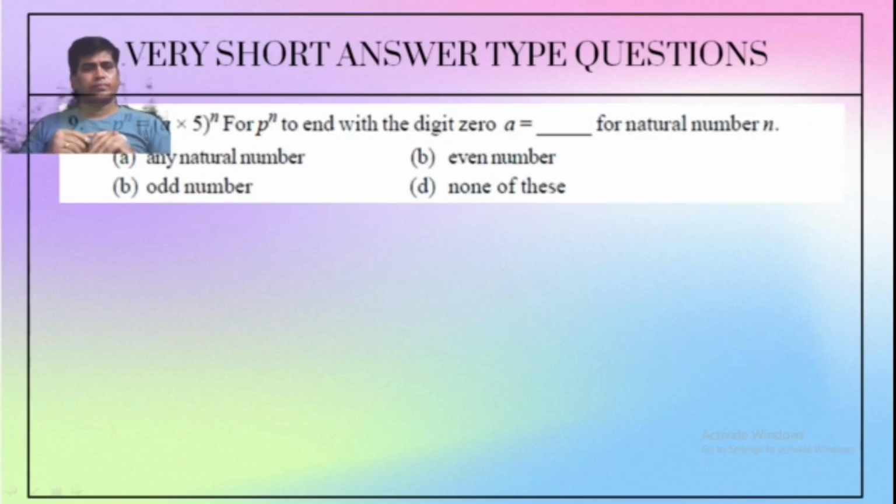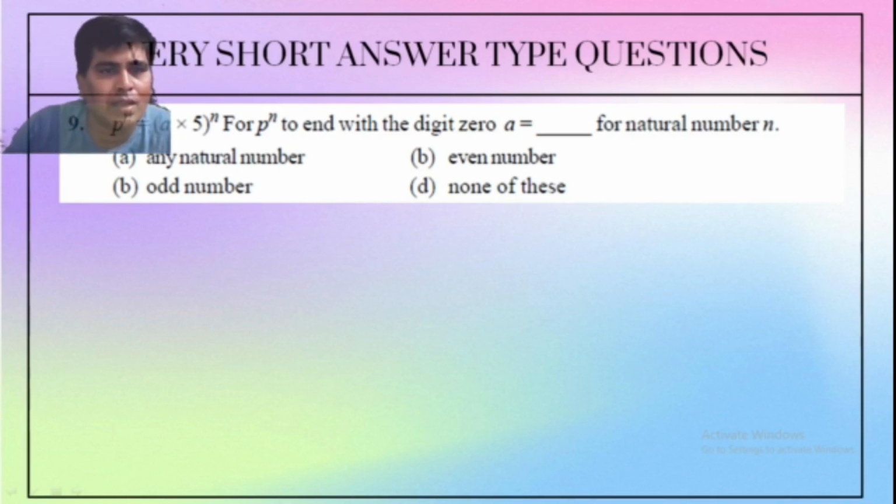Next question. p to the power of n is equal to a into 5 whole power n. For p power n to end with digit 0, a is equal to how much, for natural number n?